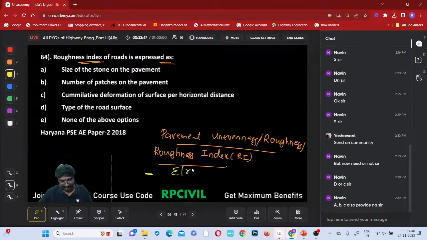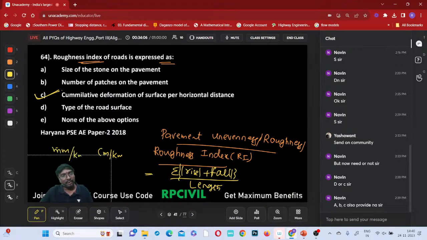The sum of the rises and falls we have to add, divided by the length. So cumulative rise and fall per unit length, right? That is given in centimeters per kilometer or millimeters per kilometer. Now shall I move to the next question?